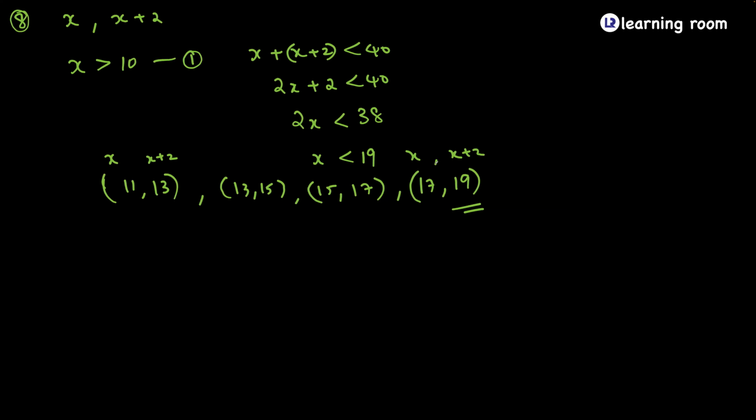Because if you look at the question, they asked it very clearly: find all pairs. What pairs? Ordered pairs. So we wrote it in the form of ordered pairs, as x and x plus 2 form the ordered pair. So what are the conditions we got? x should be less than 19. So we wrote x less than 19, that is 17. But x plus 2 coming out as 19 is accepted.